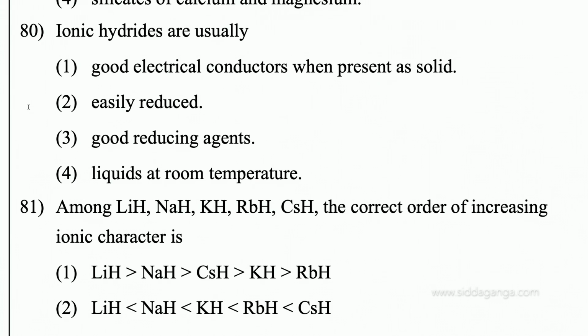Ionic hydrides are usually good electrical conductors when present as solid, easily reduced, good reducing agents, or liquids at room temperature. So they are good reducing agents. That is the direct answer. The first one is wrong because they are not electrical conductors in the solid state. They are not easily reduced. They will reduce others. And they are solids at room temperature. Next one.